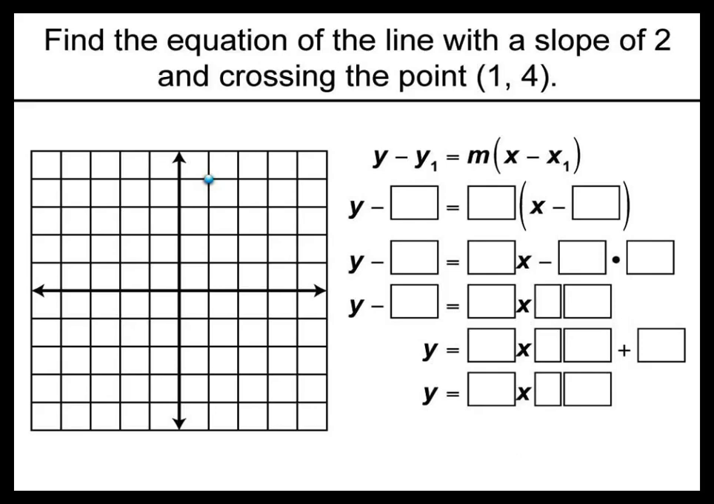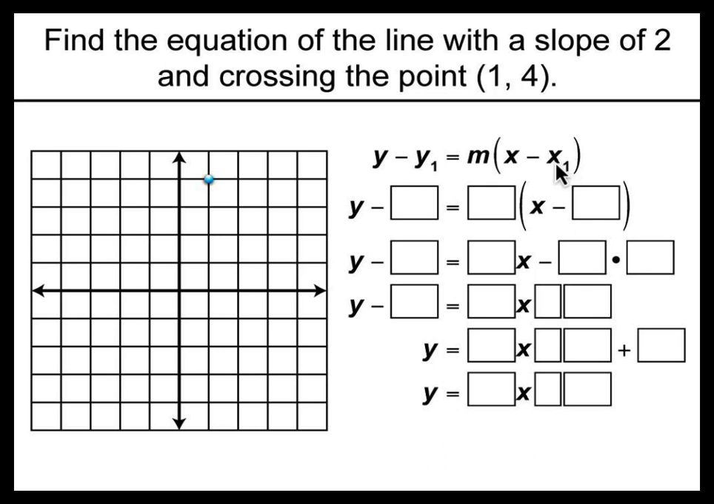Find the equation of the line with a slope of 2 and crossing the point (1, 4). When you know the slope of the line and one point on the line, you can use the point-slope form, which is y minus y1 equals m times the quantity x minus x1.